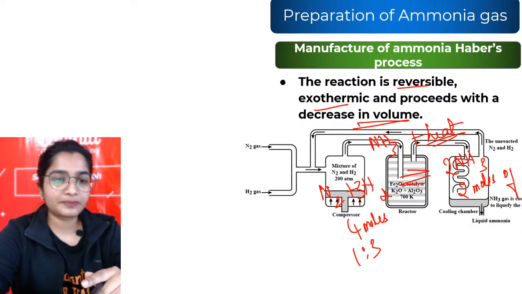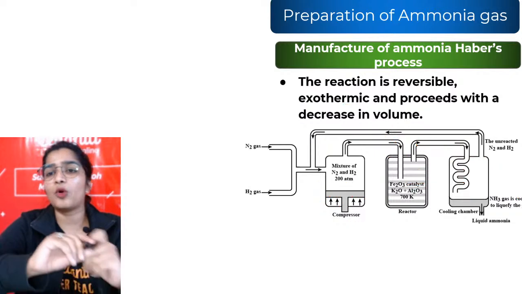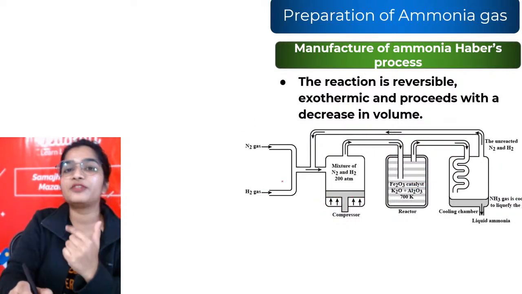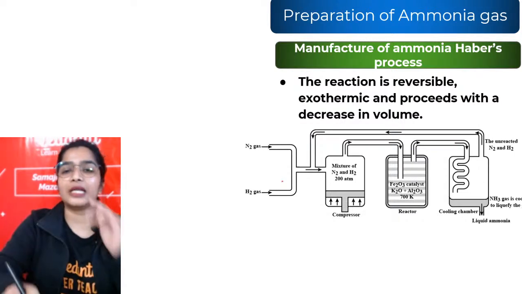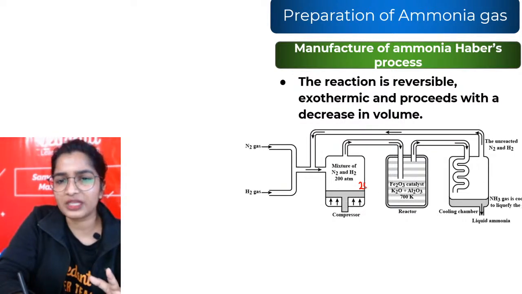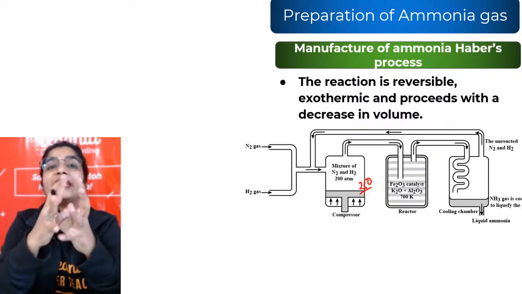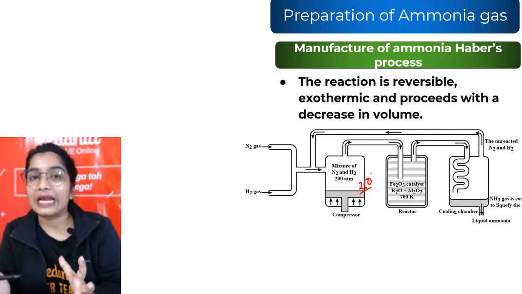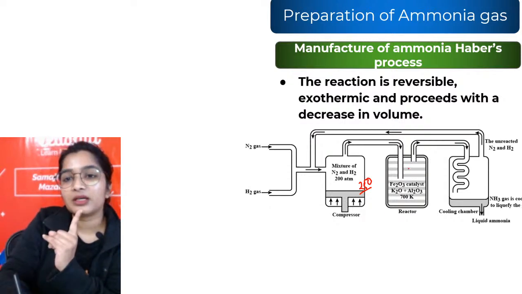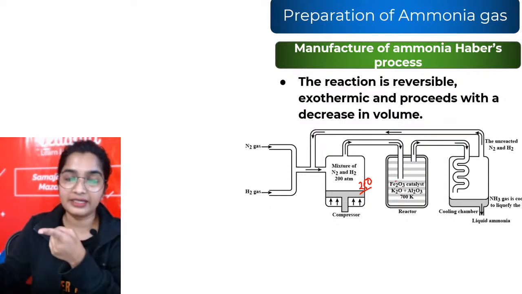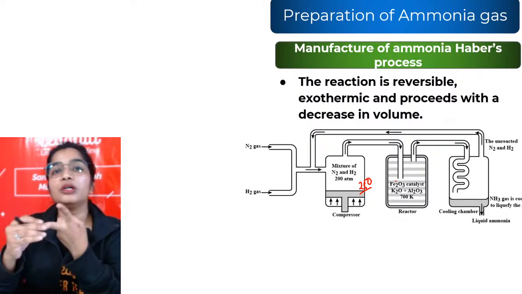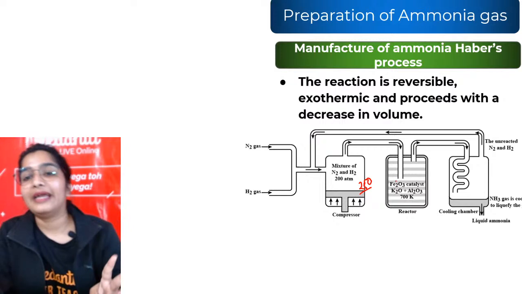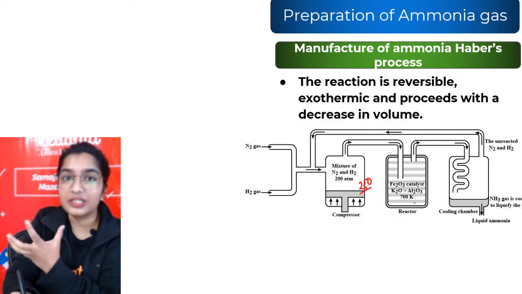So this is the flow chart. I want all of you to practice it. Nitrogen and hydrogen gas, first we will compress it, around 200 to 250 atmospheric pressure. We will mix it, and then it will be sent to the catalytic reactor. There we have finely ground iron, and a promoter, sometimes molybdenum or Al2O3, and that's where the reaction takes place.